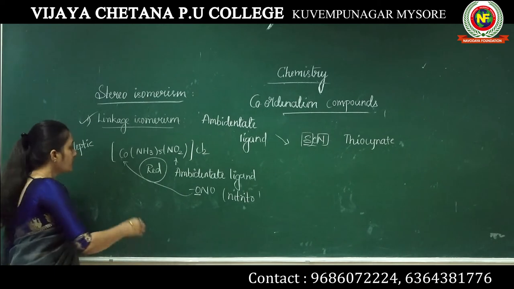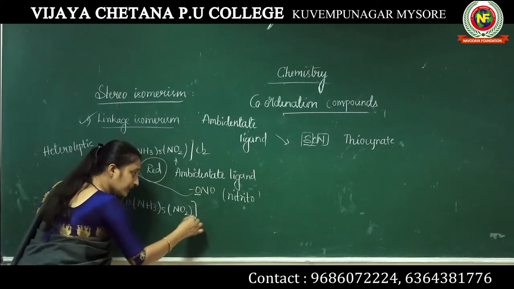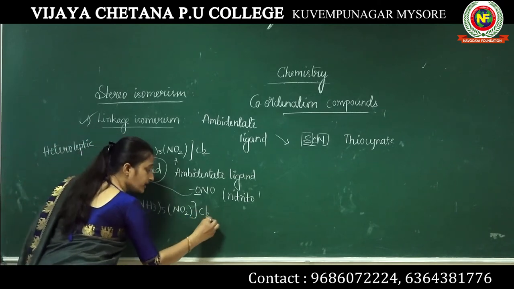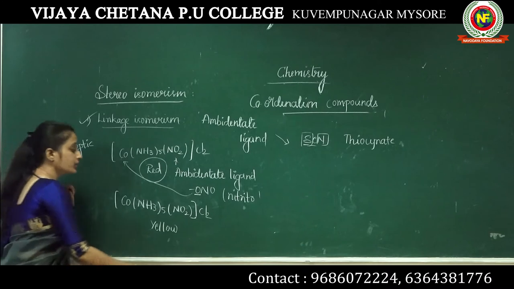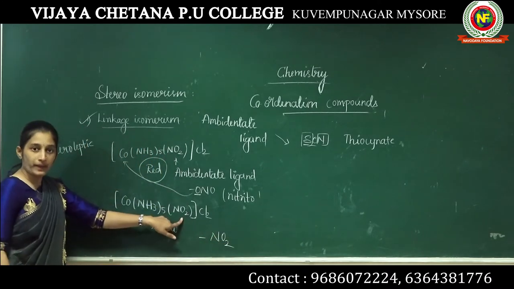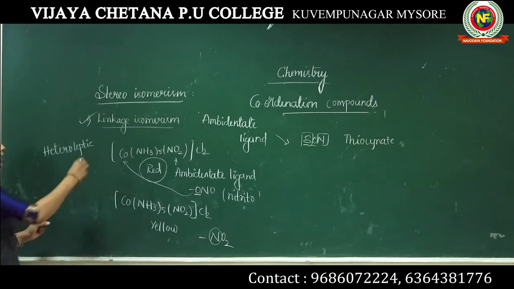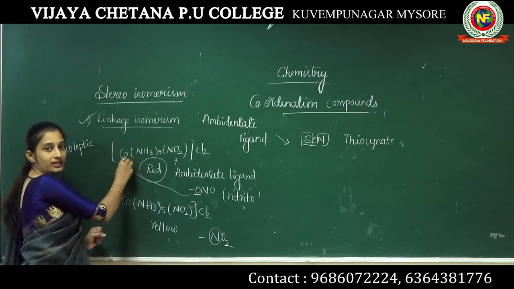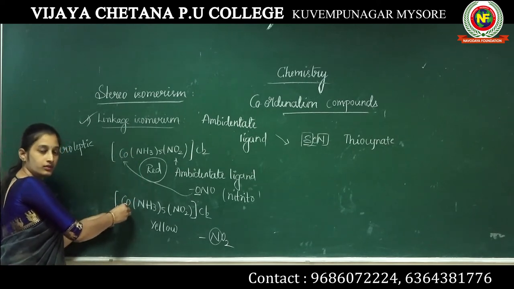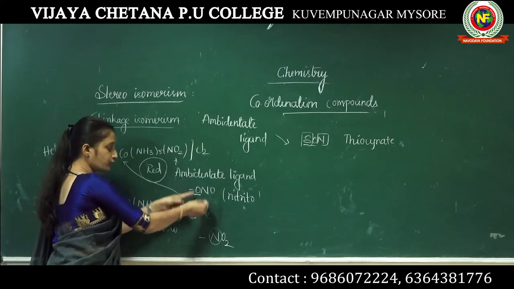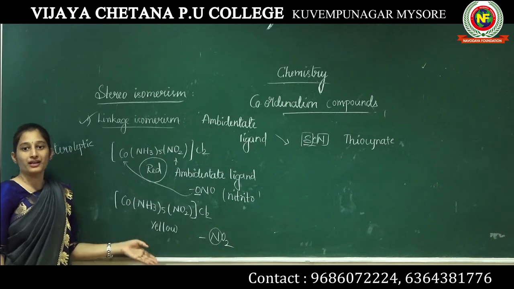This is nitrito. Suppose Co(NH3)5 NO2, they will give like this only. But this compound is not red color, it may be yellow color. If it is yellow color, then it's understood that here, in the nitro group, nitrogen donates the lone pair of electrons towards the central metal atom. Very simple. Linkage. If oxygen is linked with Co, the central metal atom, then we call it a red colored complex. Same Co(NH3)5 NO2 Cl2, same molecular formula, but the linkage is different. Based on the linkage, the color is also different. This is red color, this is yellow color.